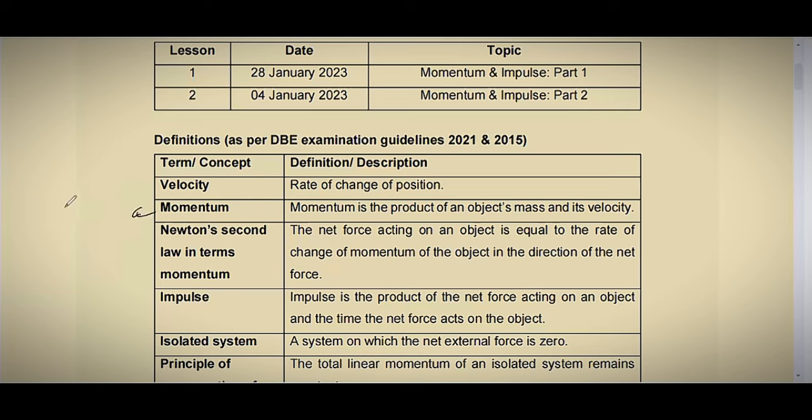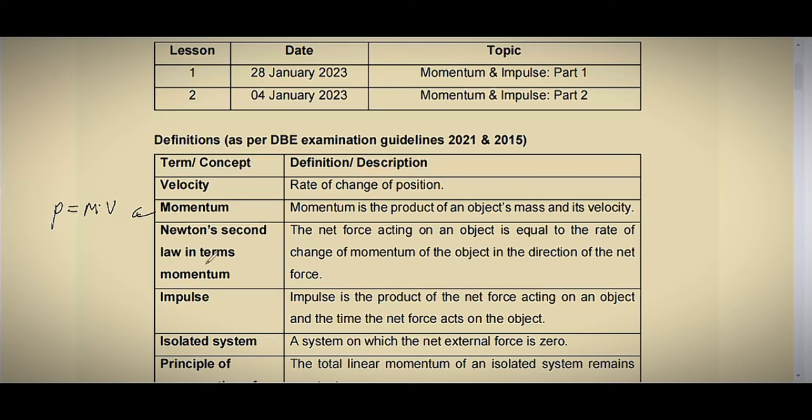So if you happen to forget the definition here, you can just look at the formula. P is for momentum, and then we can see that this is the product of the mass and the velocity. Remember, when you multiply quantities, the resulting answer that you get, we call it a product, right? So the solution that you get from multiplying, we call it a product. Hence, we say momentum is the product of the object's mass and its velocity.